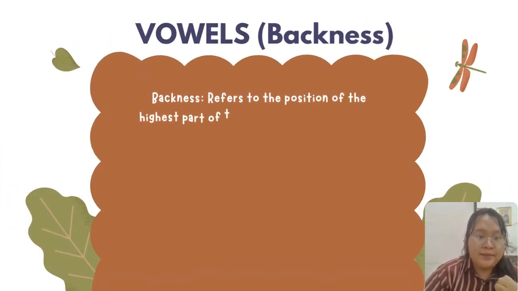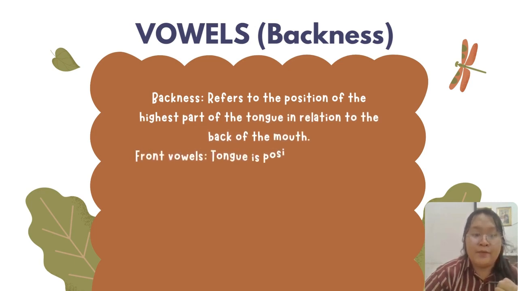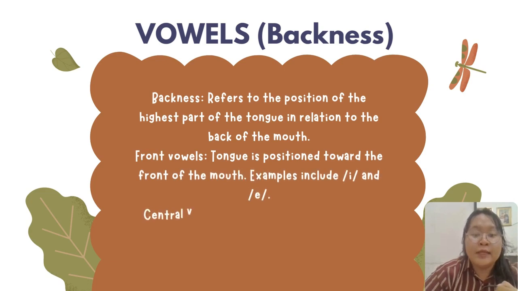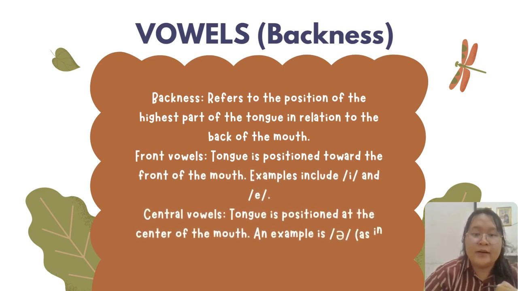Second is backness. Backness refers to the position of the highest part of the tongue in relation to the back of the mouth. First, front vowels. Tongue in position towards the front of the mouth. Examples are I and E. Central vowels. Tongue in position at the center of the mouth. Example is about.